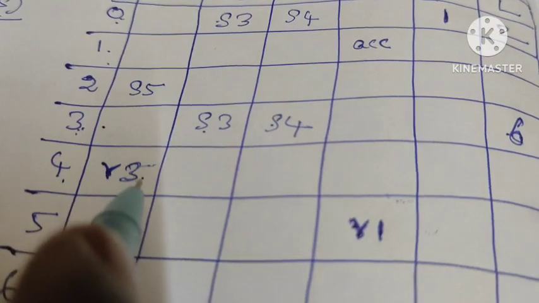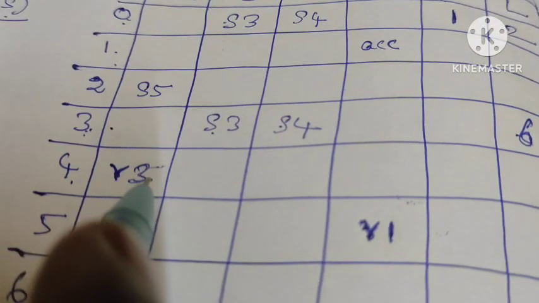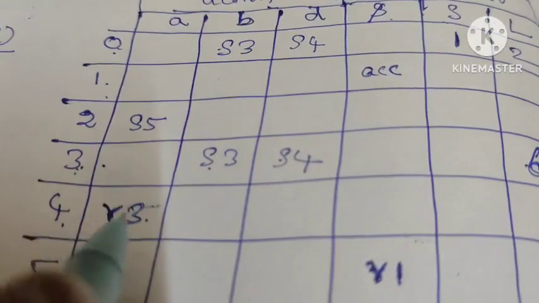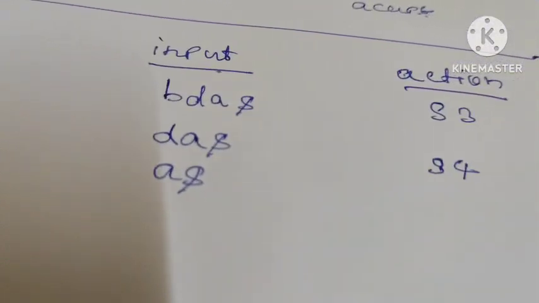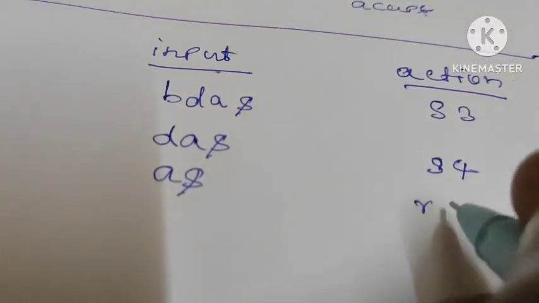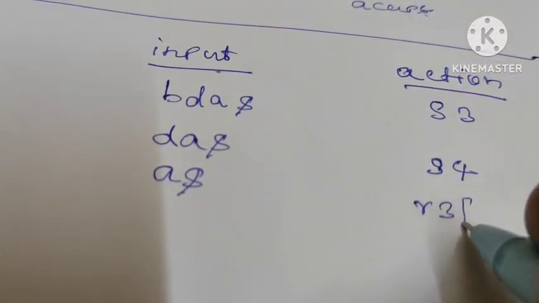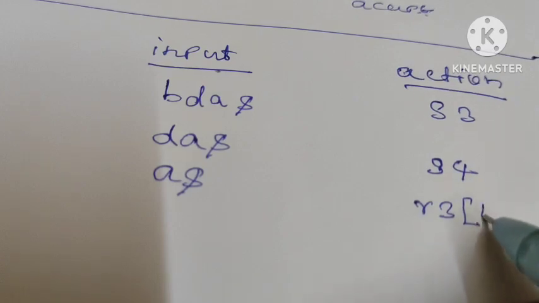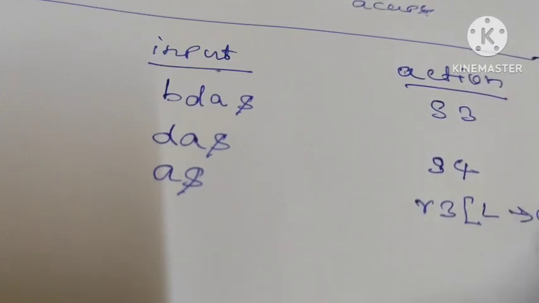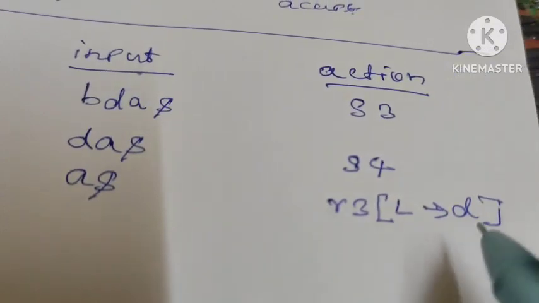R3 means production number 3. R3 means a reduce operation. So what is production number 3? R3 is L tends to D. This is called the production number. L tends to D is the production.